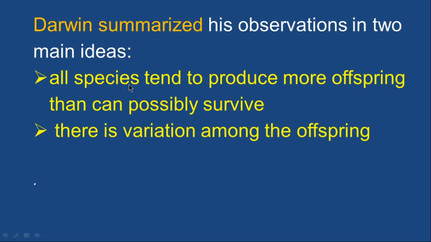All species tend to produce more offspring than can possibly survive. That means, in short, there is over-reproduction or fecundity. What does this mean? All species tend to produce more offspring than can possibly survive. So, not all offspring which are reproduced in that particular area can survive. Some are eliminated by different factors.